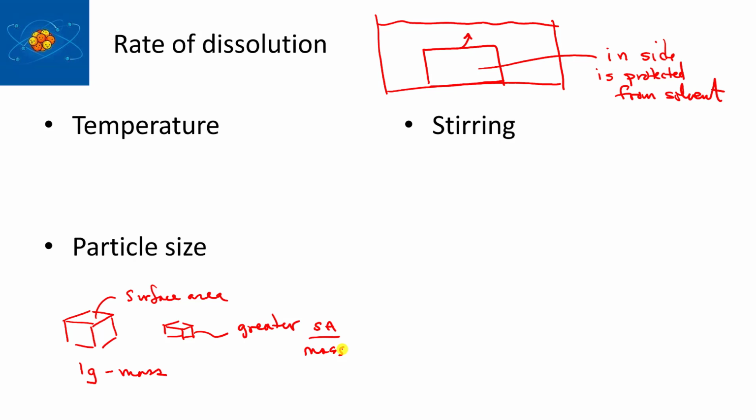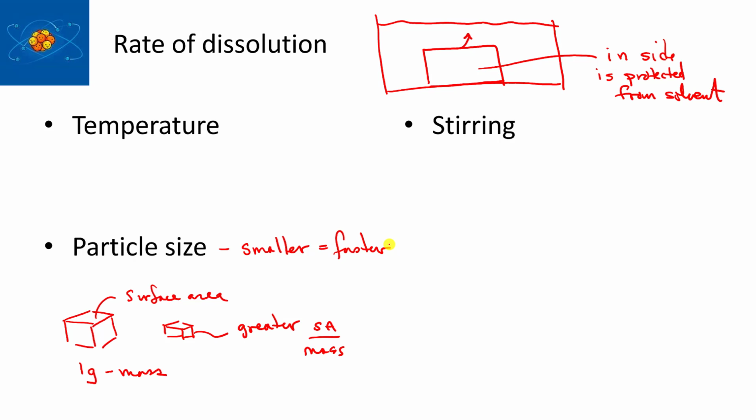So when solids dissolve, it's dependent on the surface area to mass ratio as to how much of the solid is exposed to the solution. So the result is, if you have smaller particle size, for the same amount of mass, you increase the rate of dissolution. So smaller is faster.